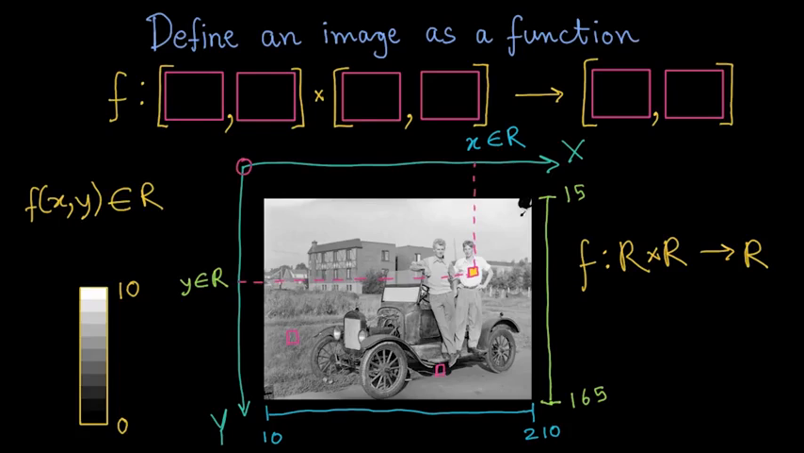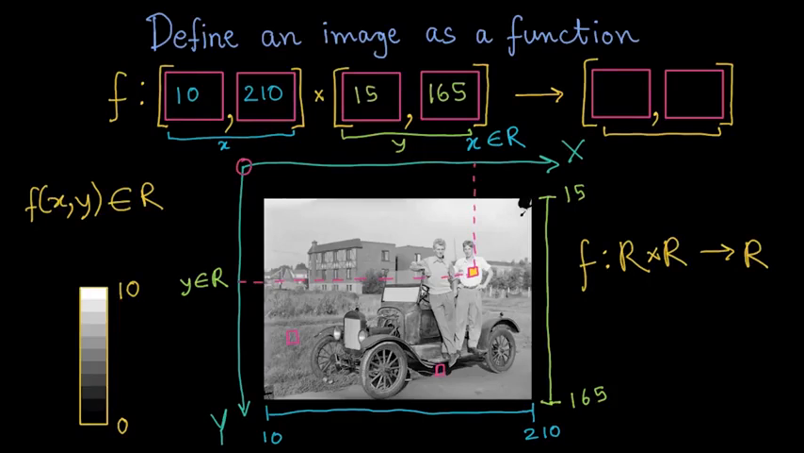Note that the first pair of boxes is the range of column values. The second set of boxes represents the range of rows or Y values. And finally, the third set of boxes represents the image intensity range. The answer is fairly straightforward. X values can range from 10 through 210. Y values can range from 15 through 165. And we define the image intensity values to be in the range 0 through 10.